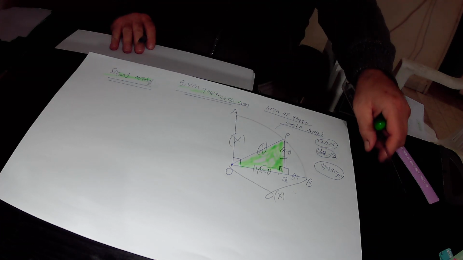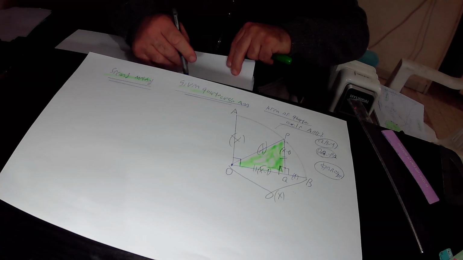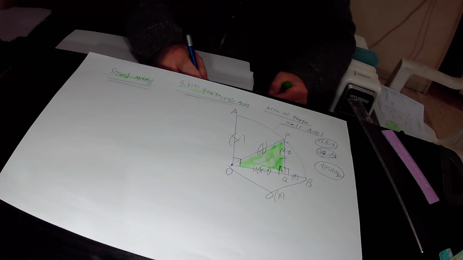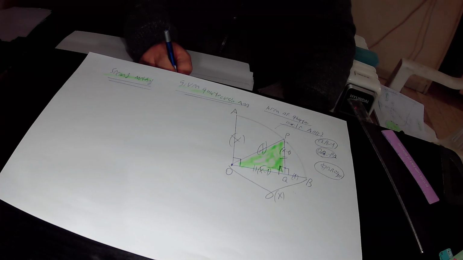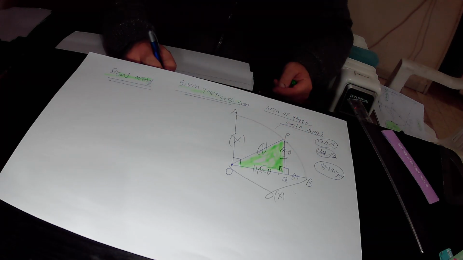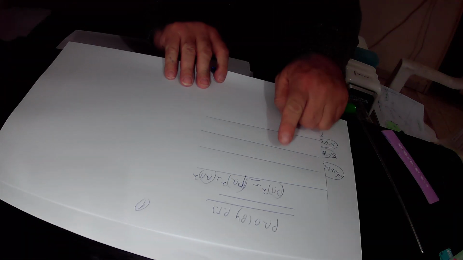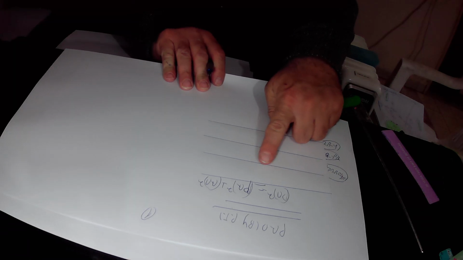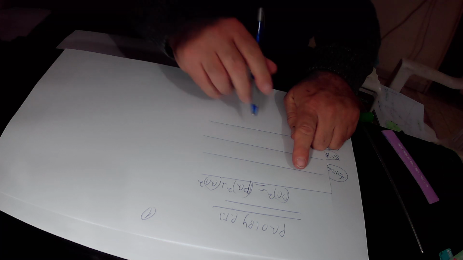According to the Pythagoras theorem, in this green right triangle POQ, PO squared, that is the square of the hypotenuse, equals PQ squared plus QO squared. And again, in this right triangle POQ, according to the Pythagoras theorem, PO squared, that is the square of the hypotenuse, equals PQ squared plus QO squared.